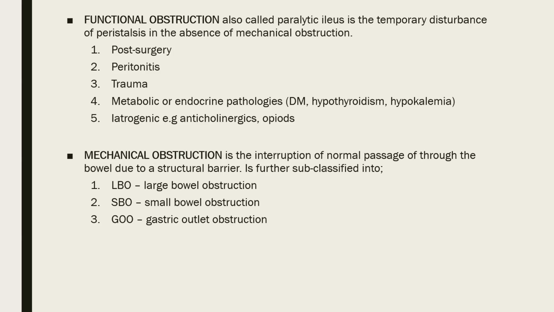For mechanical obstruction, which is what we're going to focus on majorly today, there's an interruption of the normal passage through the bowel, meaning there's a structural barrier. This is further subclassified into large bowel obstruction, small bowel obstruction, or gastric outlet obstruction, which there's really not much on. So we're going to focus on large and small bowel obstruction. What are the different causes? How do they manifest? How to deal with them?